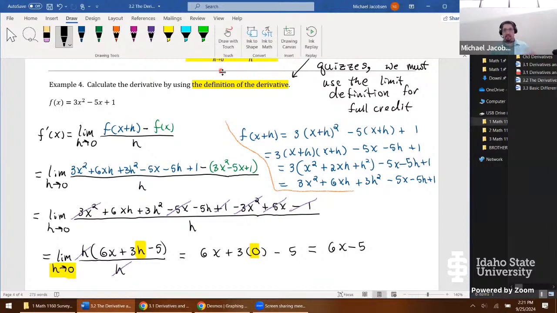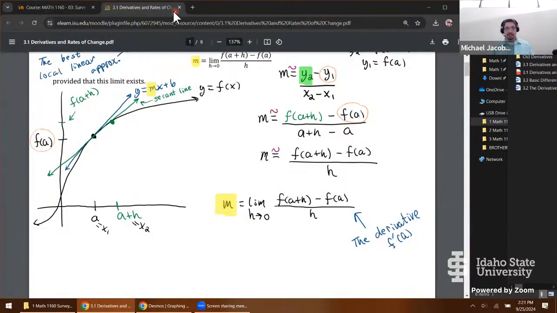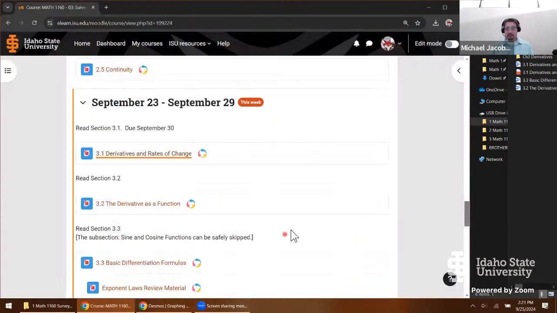Okay, well, let's save up these notes. And now we're going to move over to section 3.3, where we're going to start to look at different formulas for calculating the derivatives much faster. So let me close this first. We can probably close that. I don't think we need it at the moment.